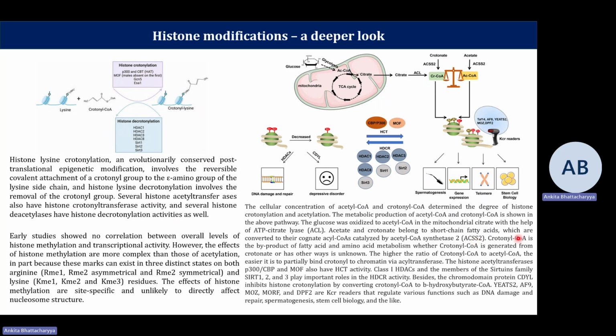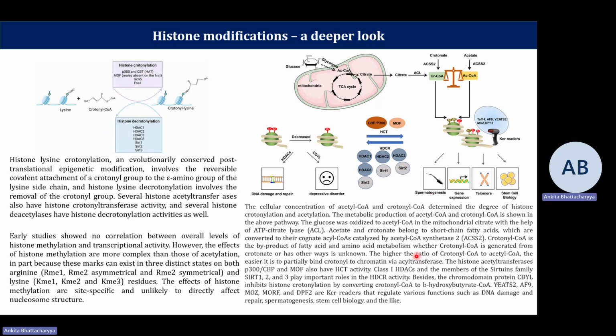Crotonyl coenzyme A is the byproduct of fatty acid and amino acid metabolism. So these are generated physiologically within the cell. The crotonyl coenzyme A population is generated as a byproduct of fatty acid metabolism and amino acid metabolism. Whether crotonyl coenzyme A is generated from crotonate or other pathways is something which is still unknown. This is a possible hypothesis, but mostly you find this to be a byproduct of other pathways.